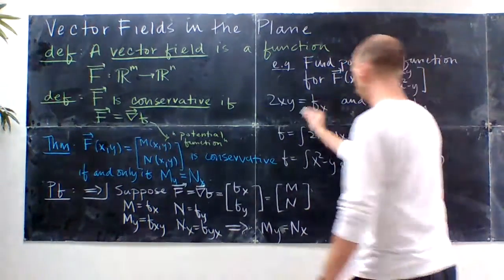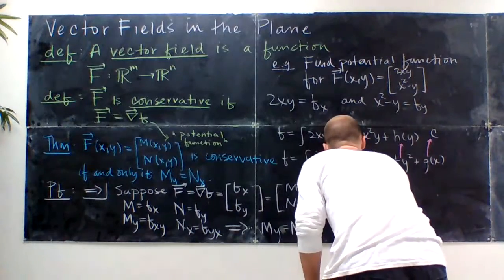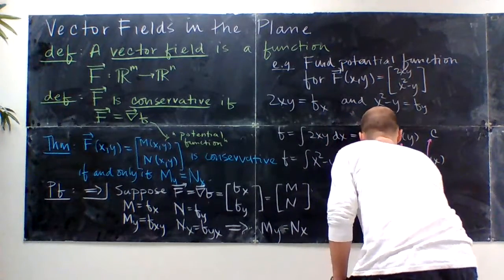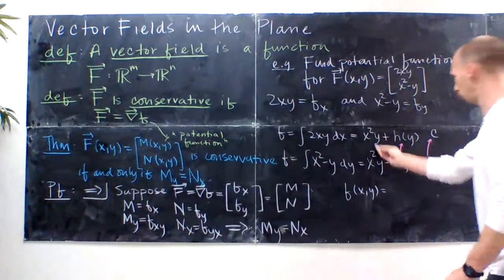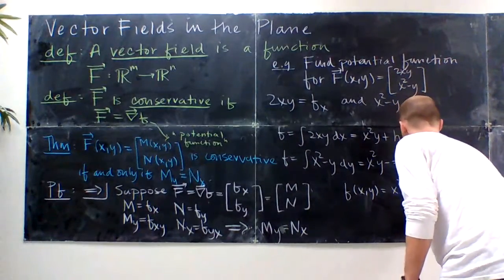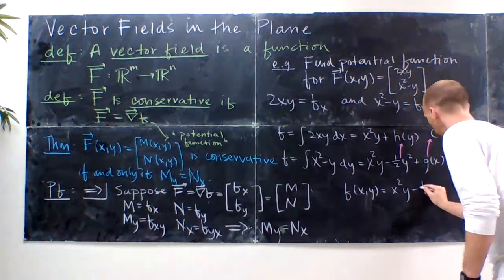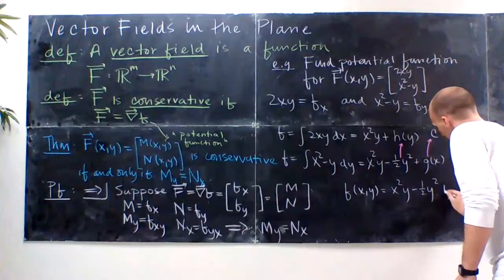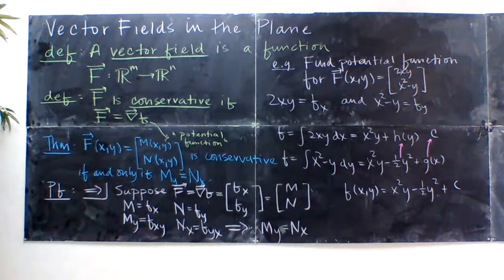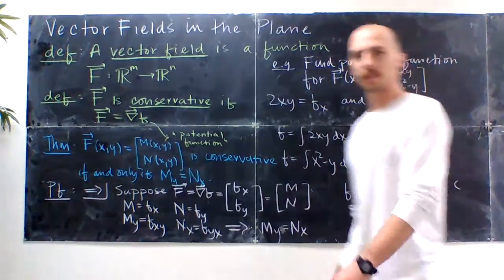So in conclusion, I've got this potential function f of x and y equaling x squared y minus 1/2 y squared plus some real number. And I think that's going to be all for this video.